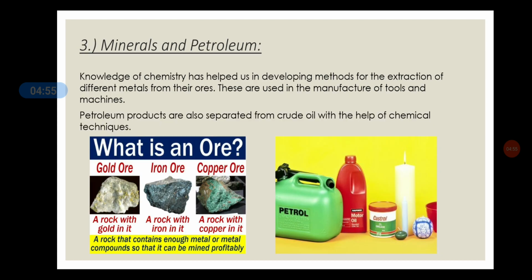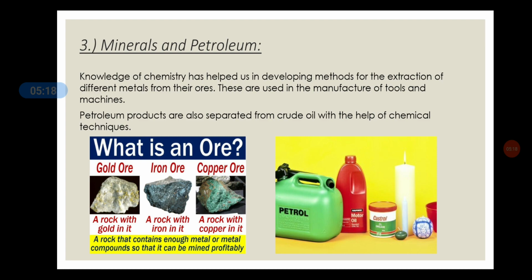Minerals and petroleum. This is another important field where chemistry has helped us a lot. The knowledge of chemistry has helped us in developing methods for the extraction of different metals from their ores. Now, these metals are used in the manufacture of tools and machines.